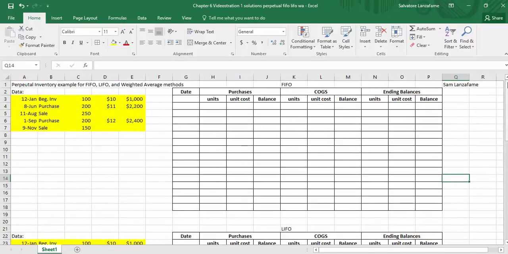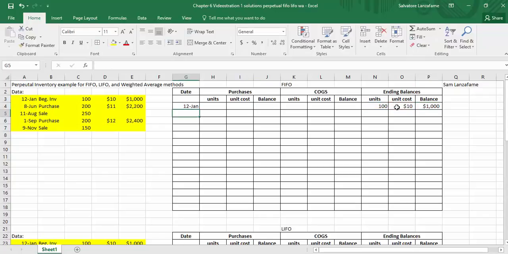So the first thing we're going to do is enter in the opening balance. I've just created a little fictitious example here just to help us go through this process. We're starting off with some inventory. So on January 12th, we've got 100 units at $10 a piece. And the value of that inventory to start us off with is $1,000.